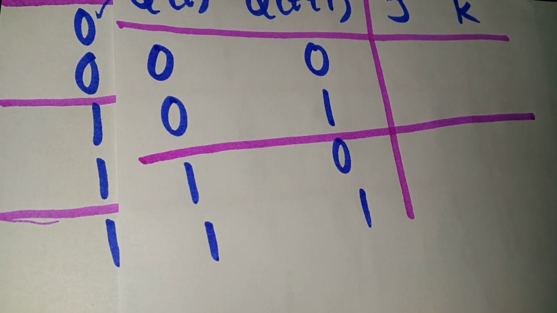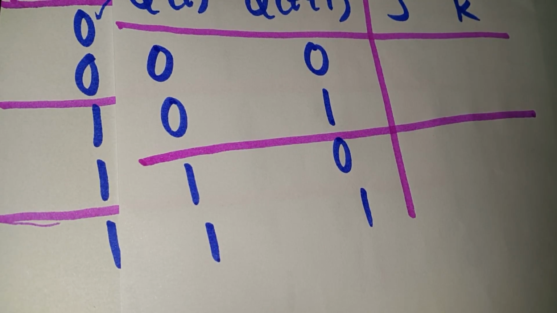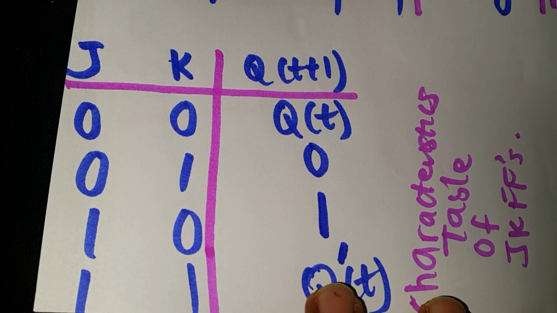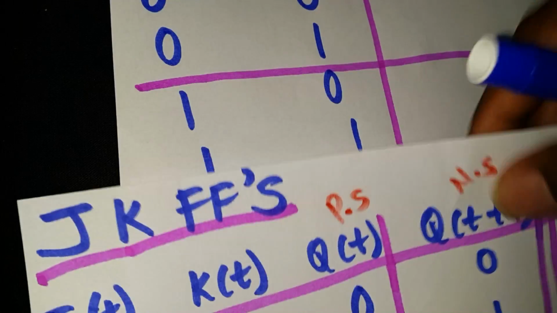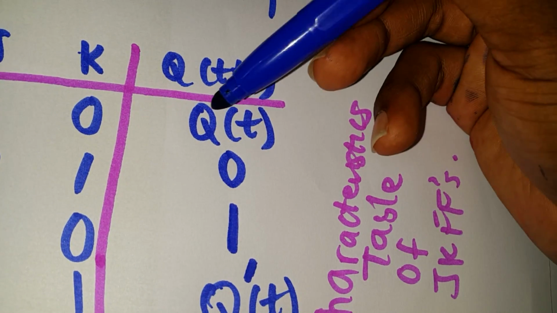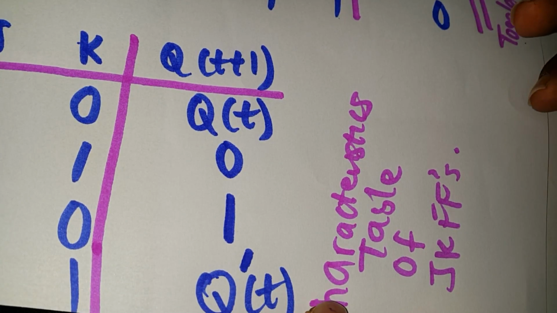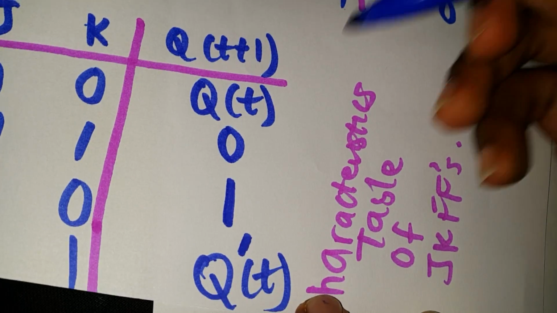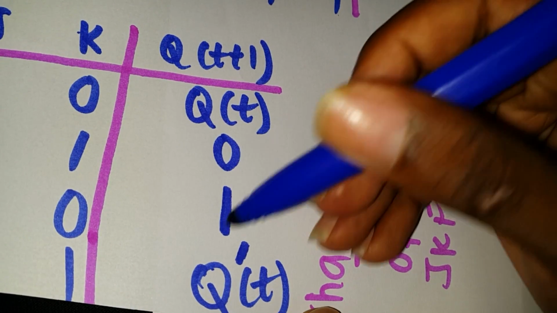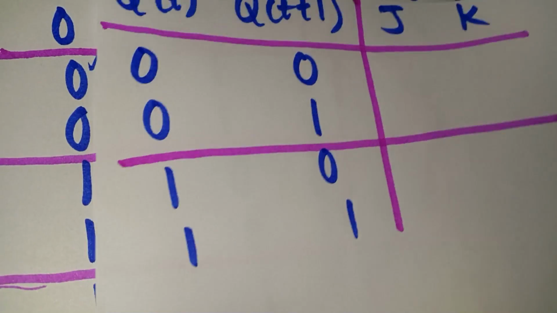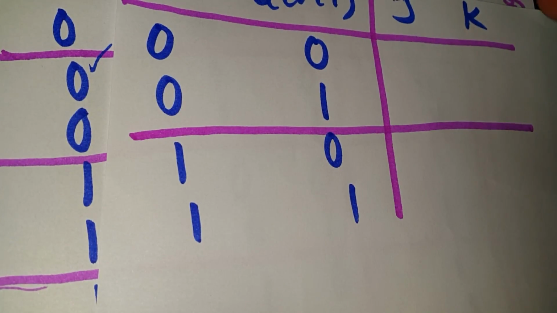We have 2 blocks here. Now we look at our characteristics table again. Look at it again. Here, no change from our truth table. There's no change here. Here we reset, here we set, here we toggle. Now this is our excitation table.